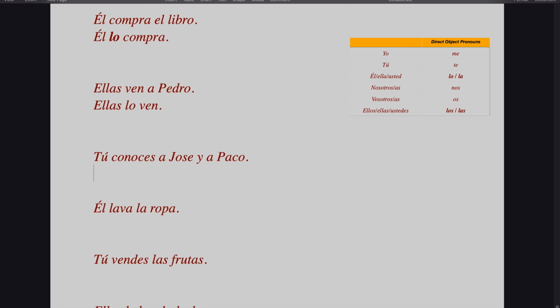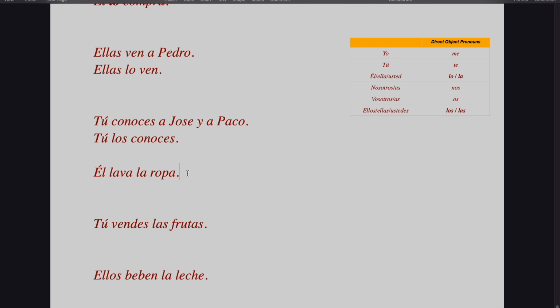You know them. So I'll just write tú conoces, and always remember this is the thumb rule. The object pronouns always precede the verb. As here José and Paco, they are a group, so I'll go with the plural form, masculine gender. I will go with tú los conoces. You know them. And as I said, the object pronoun always precedes the verb, which is conoces.